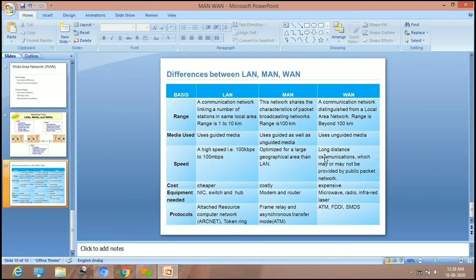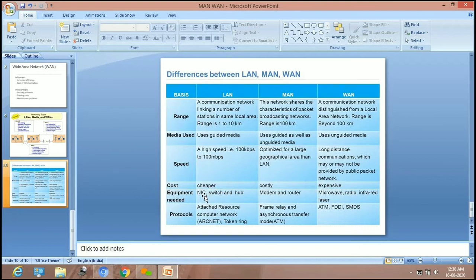It is a wireless media, so obviously its speed will also be high, but not more than the LAN, because LAN is purely based upon guided media, and if we use optical fiber or Cat5, Cat6 cables for the LAN, then its speed will be increased, but that will not be possible in the case of MAN or WAN. Then if we talk about the cost, the LAN is the cheaper one, the MAN is the costly one, but the WAN is the most expensive one.